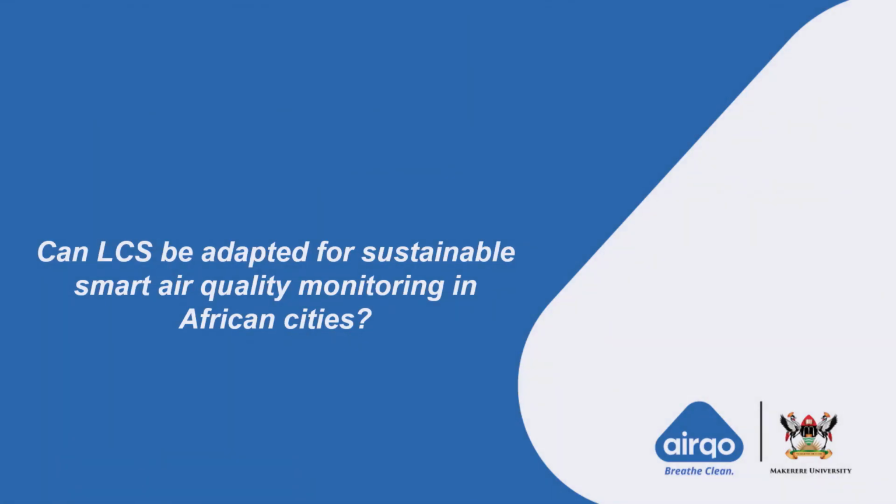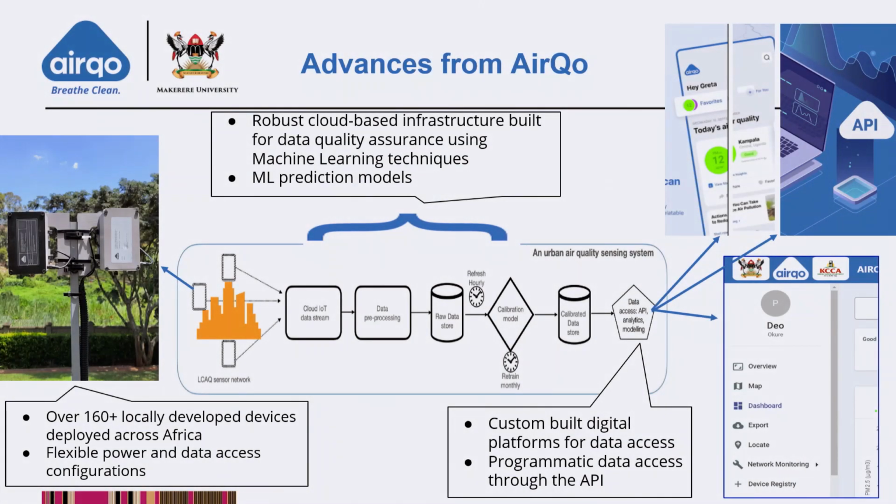And that brings me to the research question: can we adapt local sensors for smart air quality monitoring in African cities? To answer that, I'm trying to put together what, from our perspective at least, we've been able to have in place, like the data pipeline. Starting from the device to the data. How do you move from zero sensors to data?